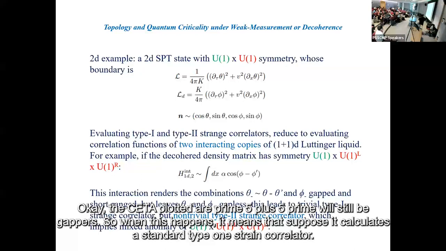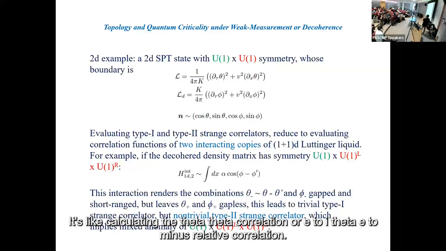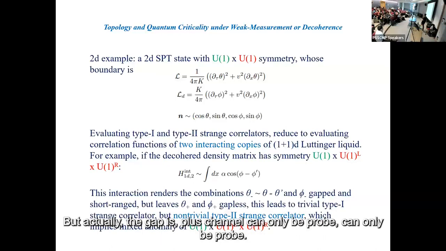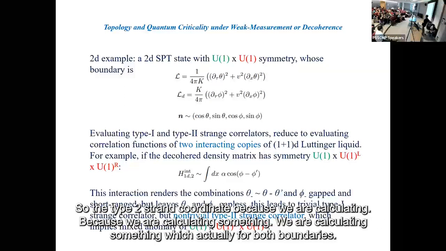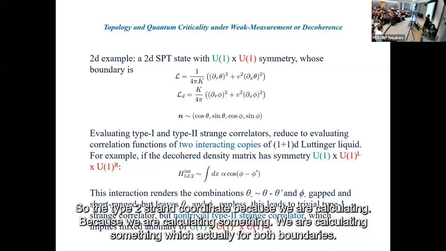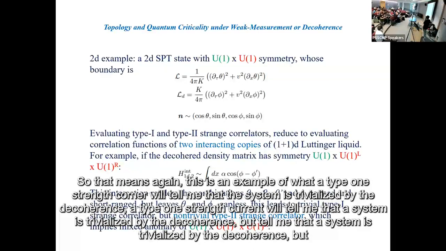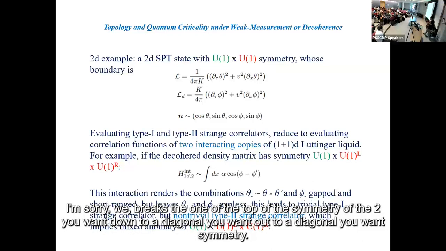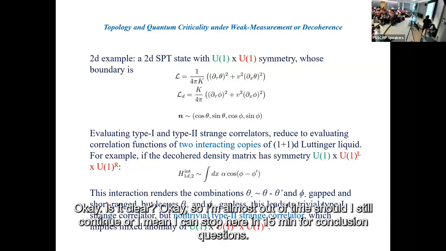So when this happens, calculating the standard type 1 strain correlator is like calculating the e^{iθ}, e^{-iθ} correlation, and it will be short range, because this correlation function will have a mixture of the minus channel, which we know is going to be gapped out and short range. But the gapless plus channel can only be probed through the type 2 strain correlator, because we are calculating something for both boundaries. So again, this is an example where the type 1 strain correlator tells me that the system is trivialized by the decoherence, but the type 2 strain correlator still tells me the system remains non-trivial under this kind of decoherence, which breaks one of the double symmetry of the two U(1) down to a diagonal U(1) symmetry. Is it clear?